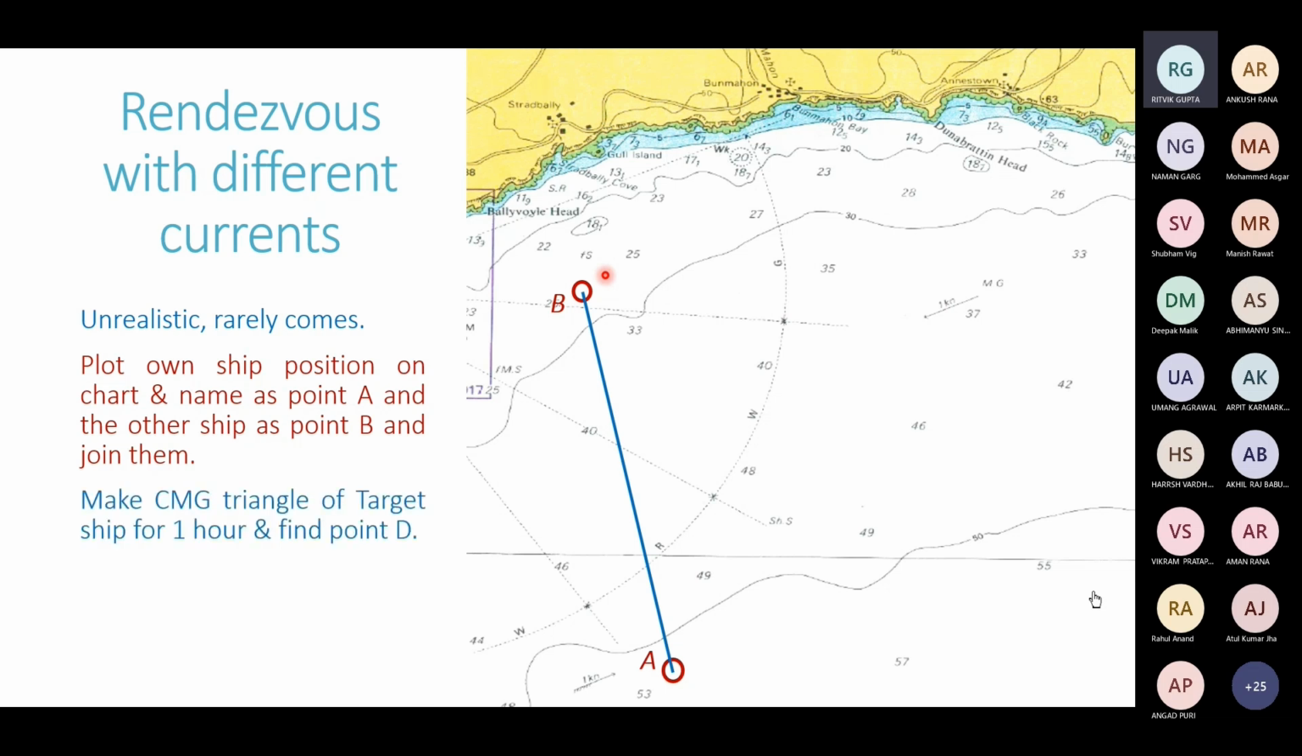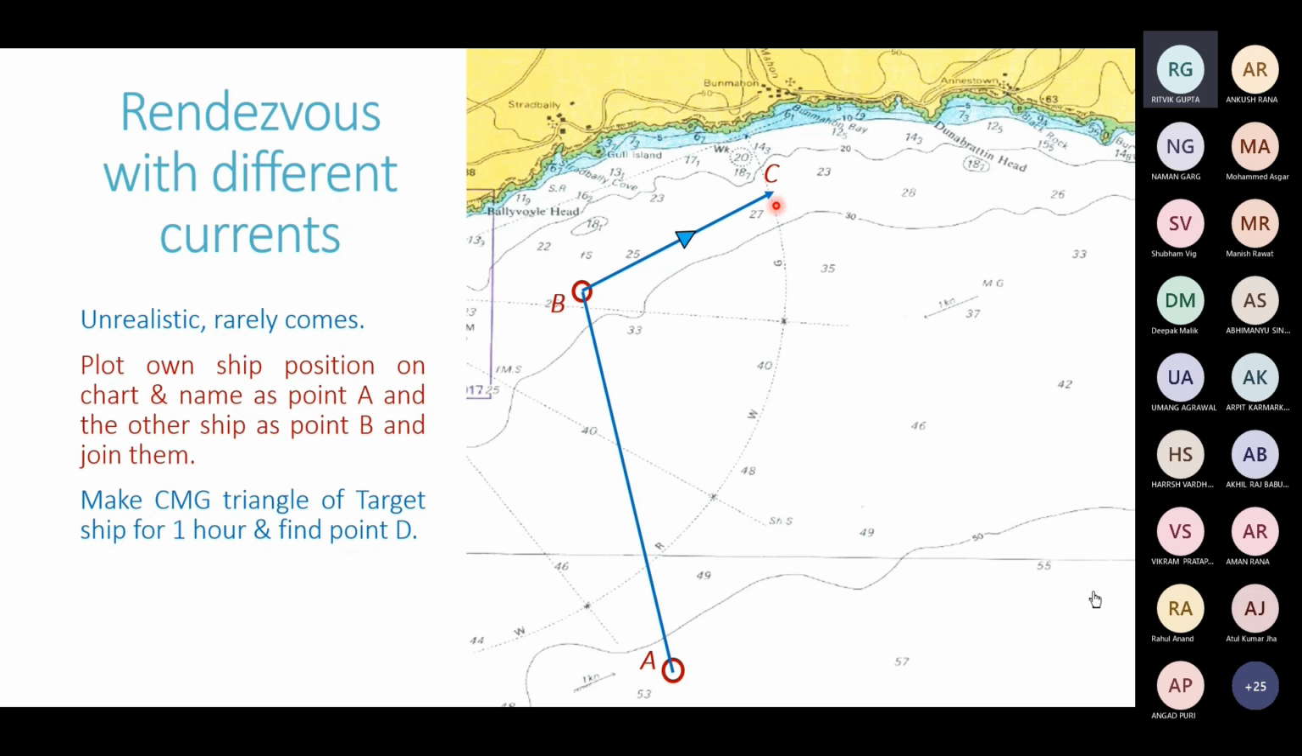Now what we do is we have to make the course, distance and current, course, speed and current, or the course made good triangle for target ship for 1 hour. So for this, we first plot the course steered by the other ship. You see this blue color vector here, Bravo Charlie. This is the course steered by the other ship. Let's mark it with a single arrow.